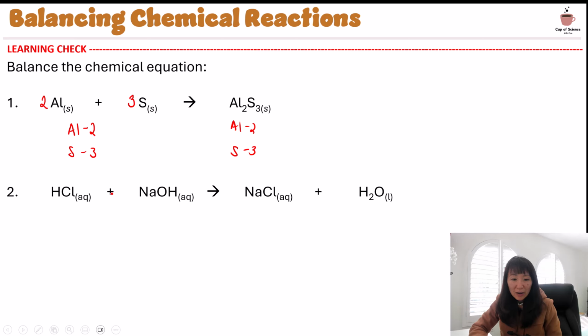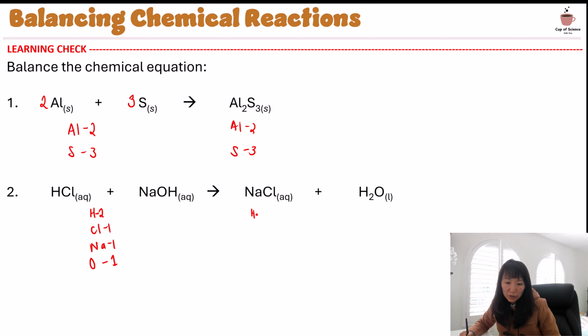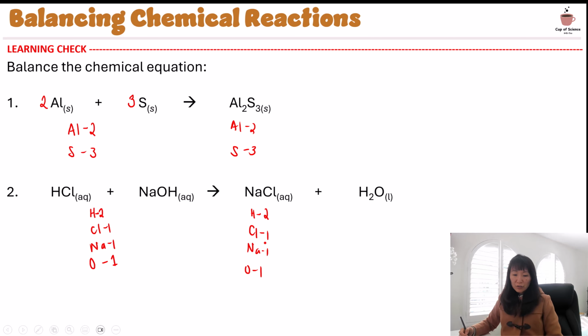How about the next one? Let's count how many hydrogen, sodium, oxygen, and even chlorine are present. On the reactant side, there are 2 hydrogens. How did I know that? There's 1 here, there's 1 here, and the coefficient is 1, so we don't need to multiply by anything. There's 1 chlorine, 1 sodium, and then 1 oxygen. Okay, let's see on the right side. How many hydrogen do you see? 2. Chlorine, 1, sodium 1, and oxygen 1, which shows that this is actually a balanced equation and you don't need to add or change any of the coefficients, because the coefficient 1 to 1 to 1 ratio is the correct way.